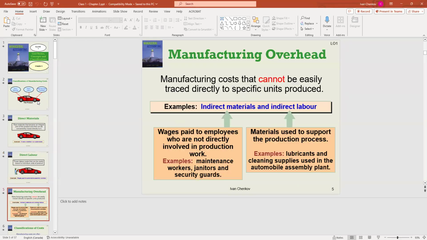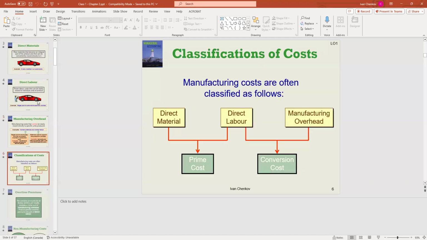Now we go to manufacturing overhead. What is manufacturing overhead? It is everything that cannot be easily and directly traced to the specific product. Manufacturing overhead can include indirect material, indirect labor, and some other elements like utilities, security, and depreciation of the machine that we're using. Anything like that is related to our manufacturing overhead. So that's how we get the product.